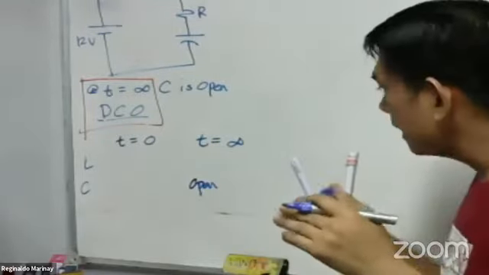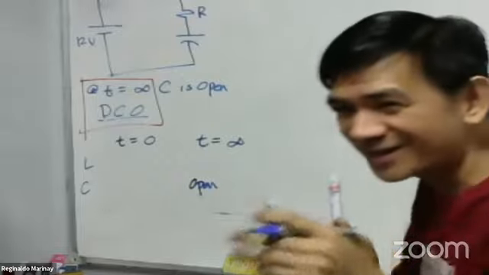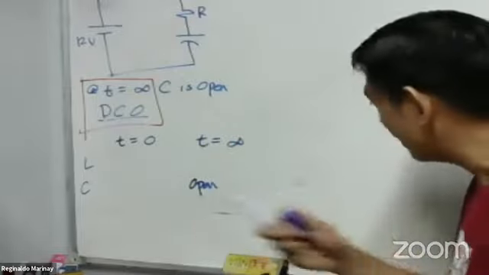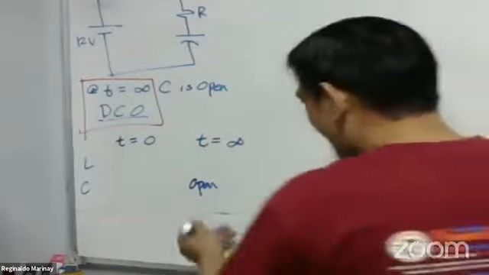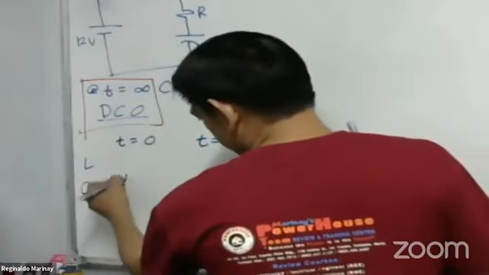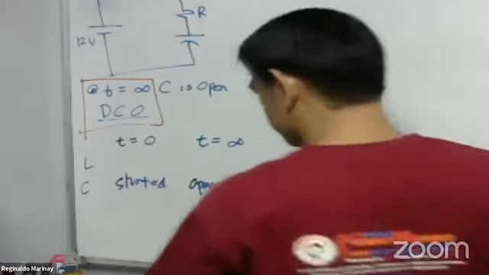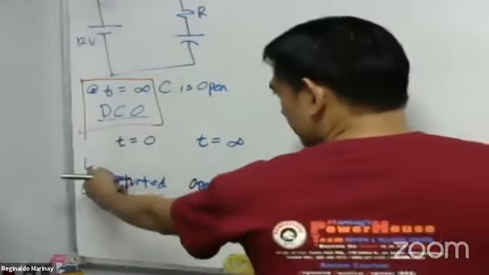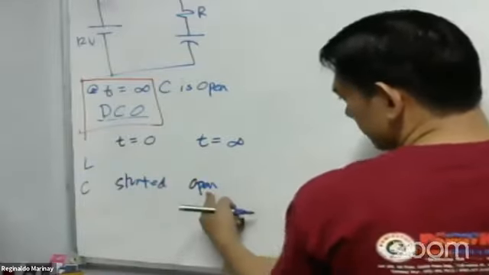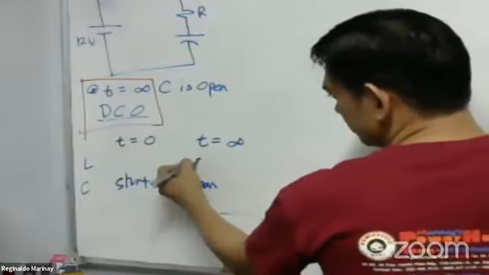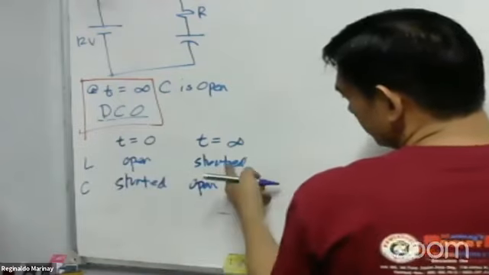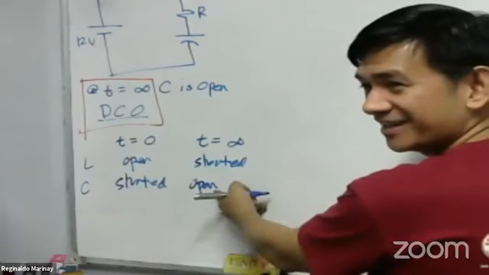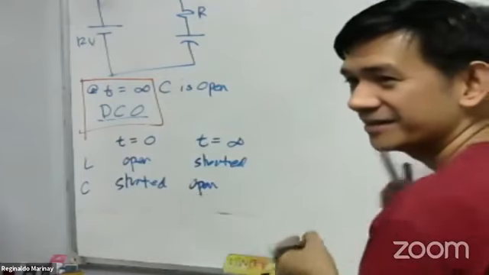What is the opposite of open? What is the reverse polarity of open? Shorted. Now, take a look. Our L, time is equal to infinity. If this is open, this must be shorted. That is always the opposite. If this is shorted, this is open. If this is open, this is shorted. You see? Understand?